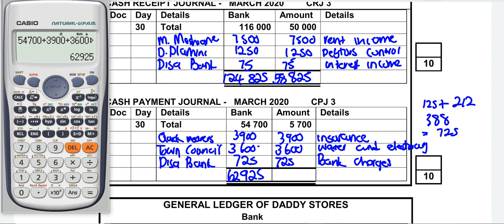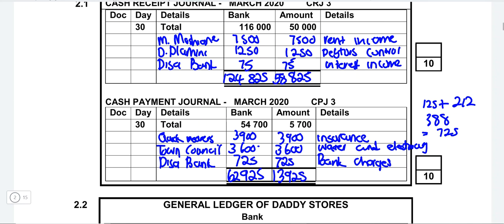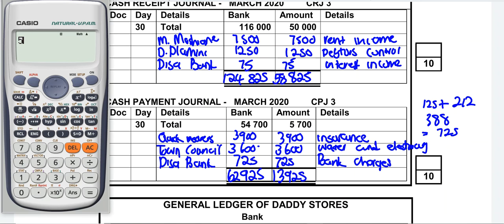The answer is 62,925. And then we also go to our sundry account. If you say 5.7 plus 3.9, and then you also say plus 3.6, and you also say plus 725, that's going to give you 13,925. Okay, so let's confirm: 5.7 plus 3.9 plus 3.6, and then you also say plus 725. The answer that we're getting is 13,925.